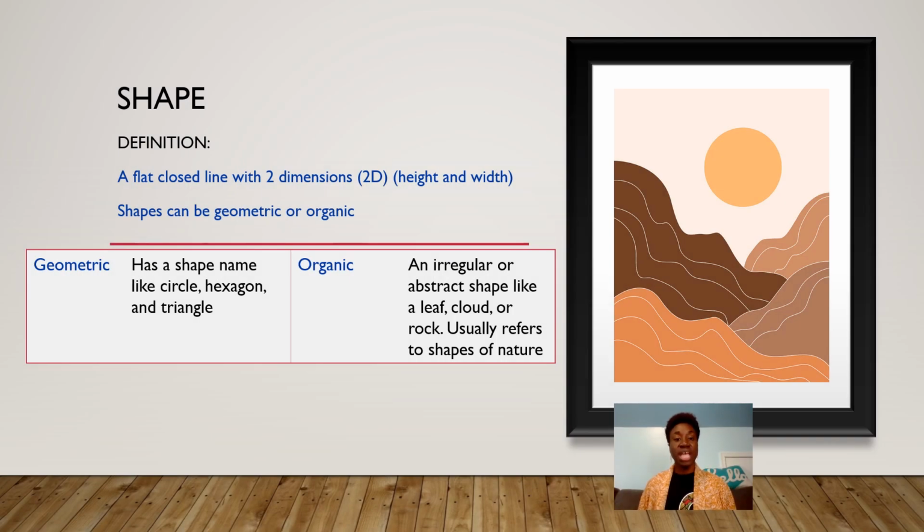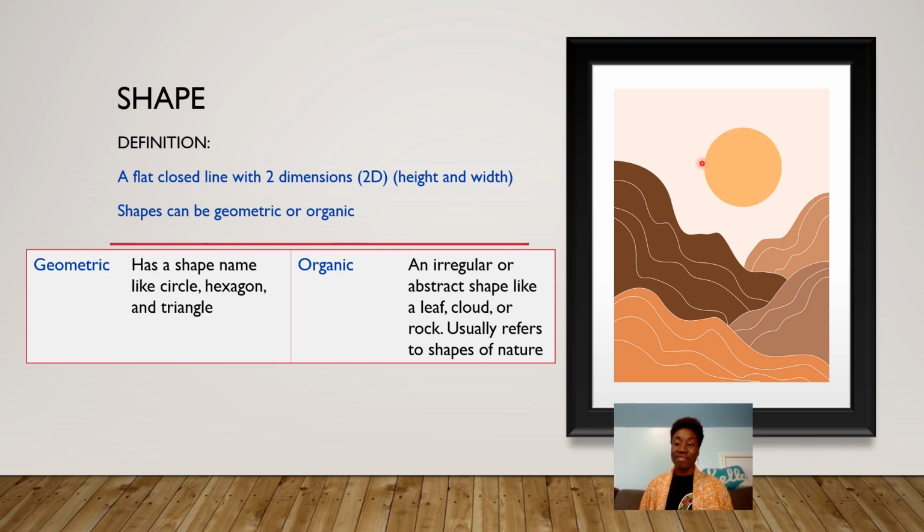The next element is shape. Shape is a flat closed line with 2 dimensions. That means it goes up and down, or how tall it is, or it goes left and right, which is the width or how thick it is. Shapes can be geometric or organic. Geometric means it has a name, like a circle or hexagon, pentagon, square, rectangle, usually names of shapes that you have in math class. An organic shape does not have a name, or it's an irregular shape, like shapes of nature.